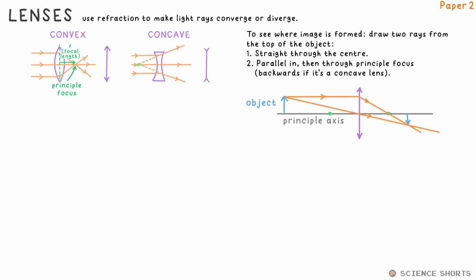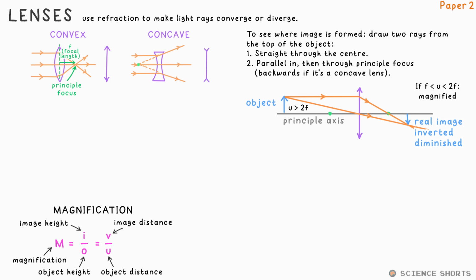That's where you want your projector screen or retina or camera sensor or whatever to be in order to get a clear image formed. You'll also notice that the image is smaller than the object here, so we say it's diminished. It's also upside down, so we say it's inverted.